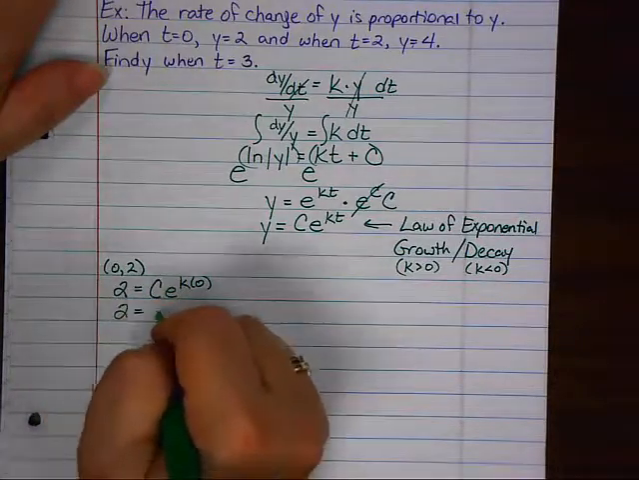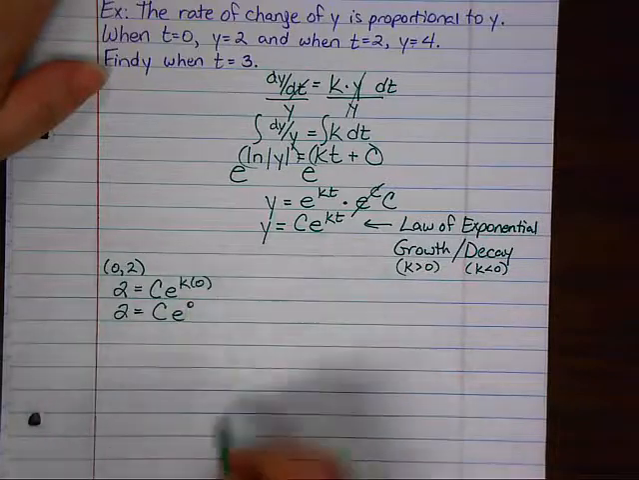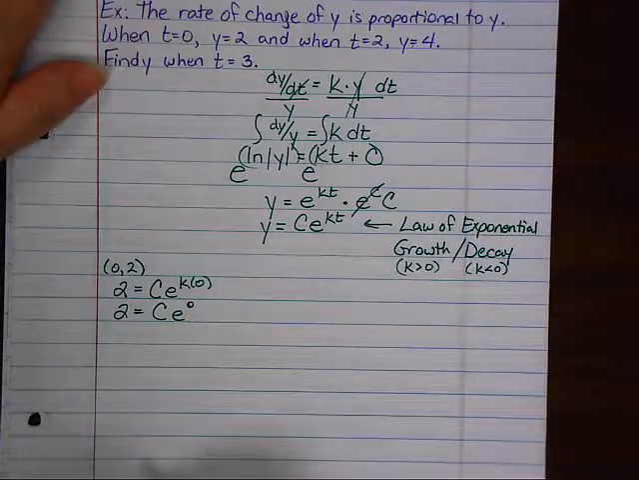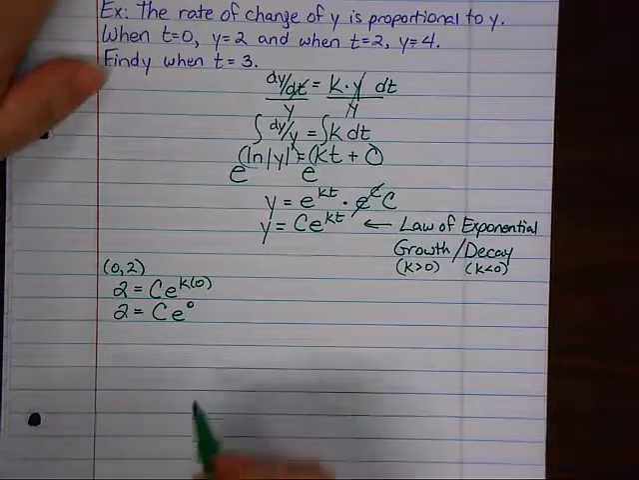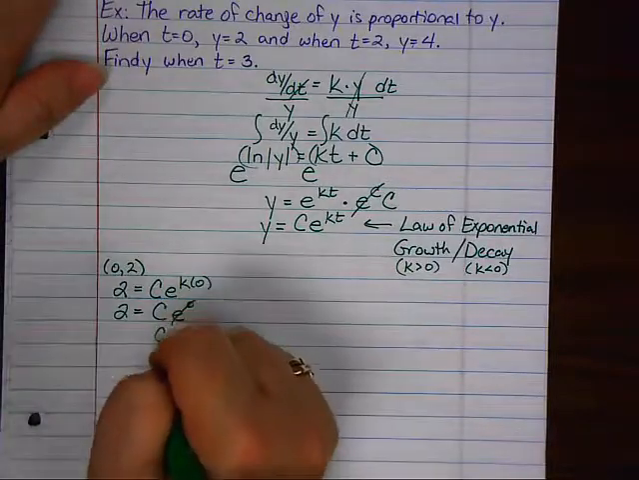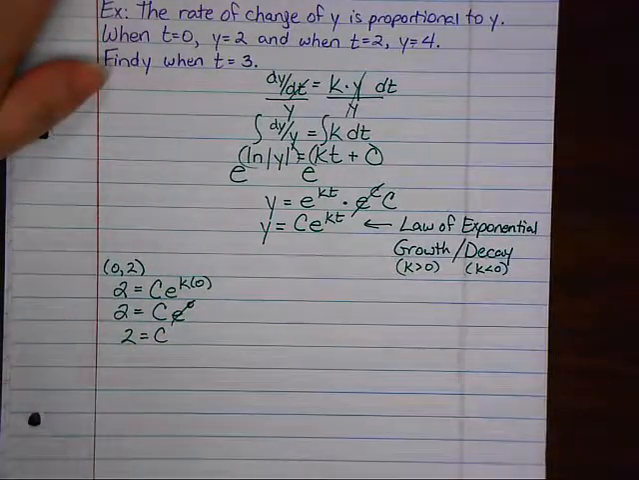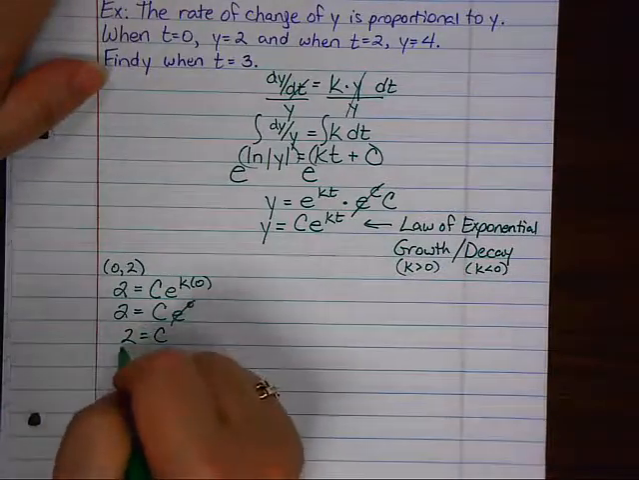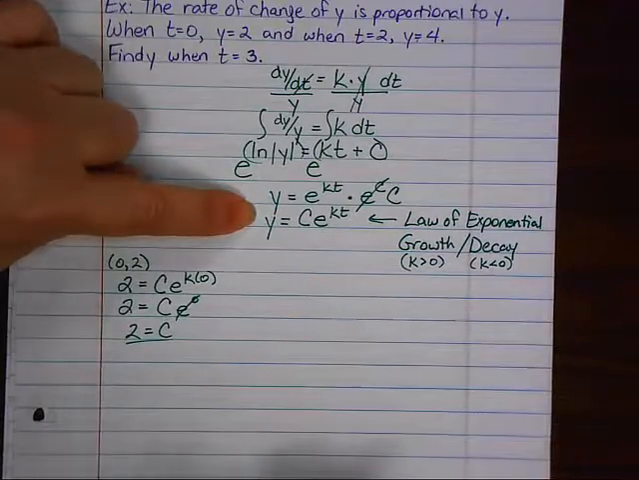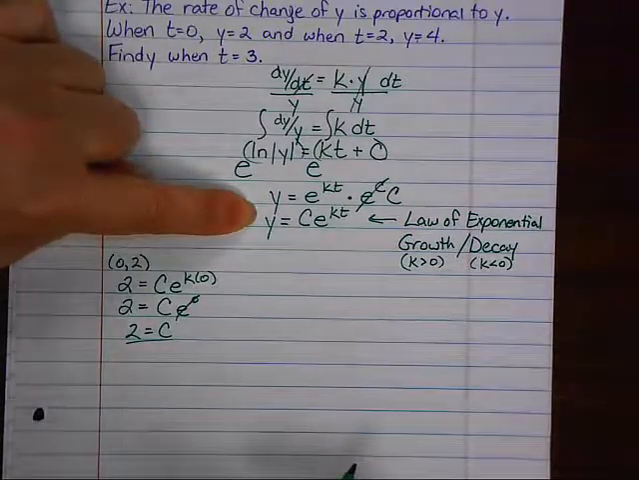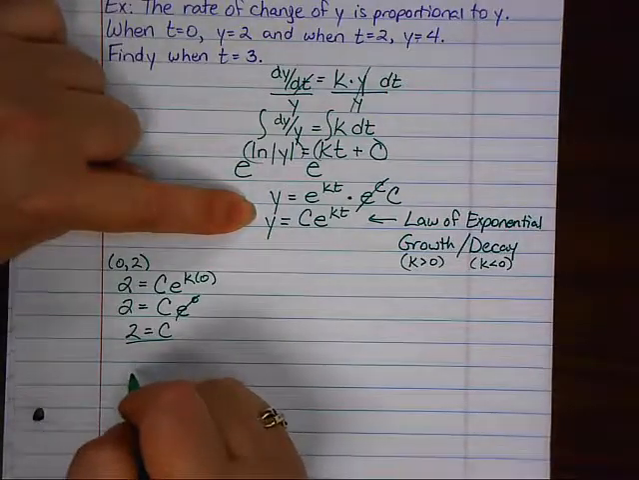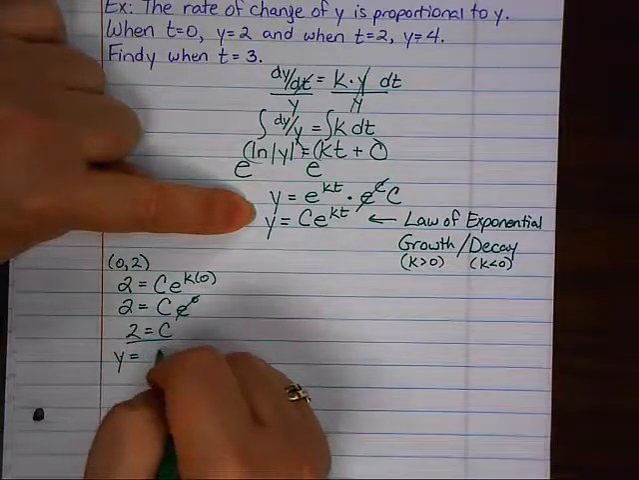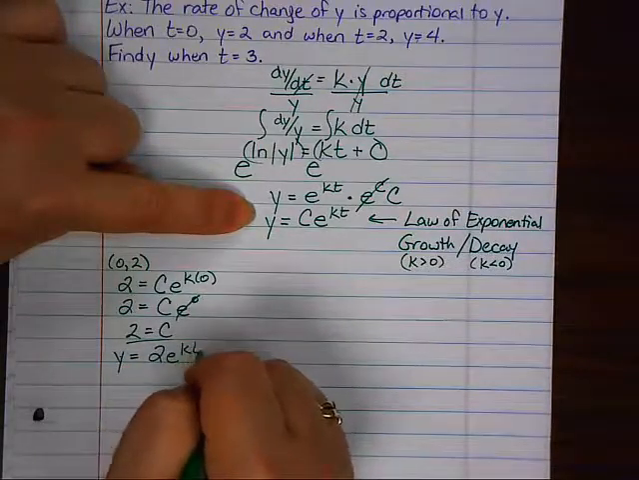So 2 equals c times e to the 0 power. And e to the 0 is what? 1. So that goes away. So now I know that c is 2. So 1 down, 1 to go. I found c. Now, go back to the regular general solution, put in the value you found for c. So now we have y equals 2 e to the kt.